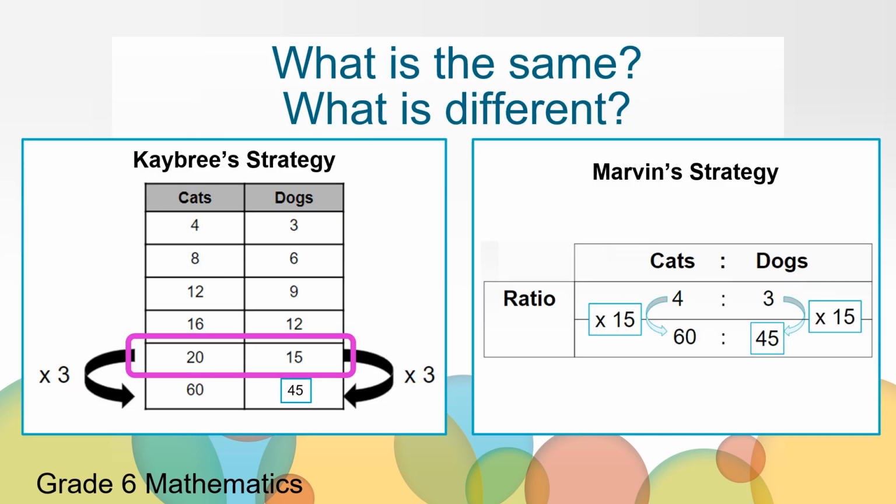All three mathematicians were eager to compare Kaybree and Marvin's strategies. They noticed a few similarities and differences. I wonder if you might be noticing some of the ways that Kaybree and Marvin's strategies are alike and different. Take some time to jot down what you might be noticing.